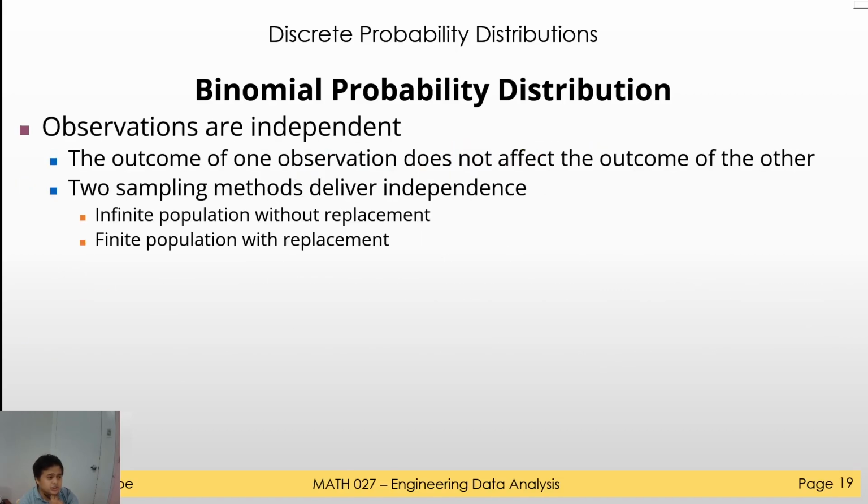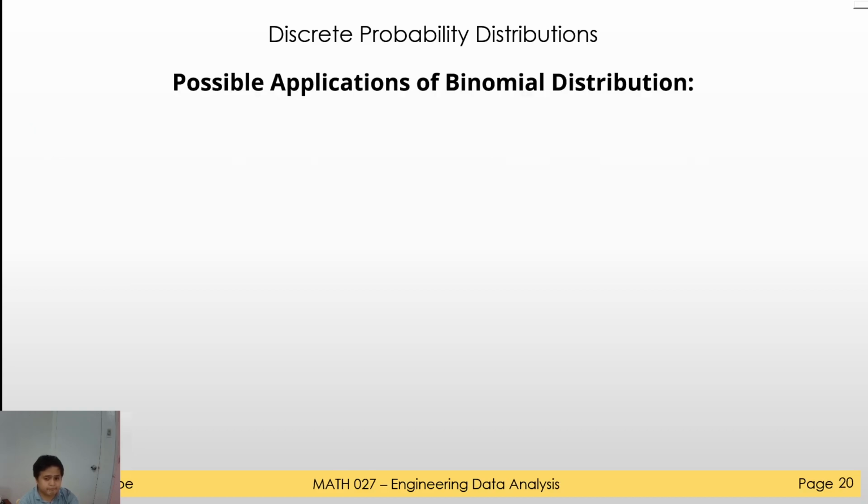The observations are independent. So the outcome of the first trial will not affect the second trial and the third trial and so on. Two sampling methods deliver independence. We have two cases here: infinite population without replacement and finite population with replacement.